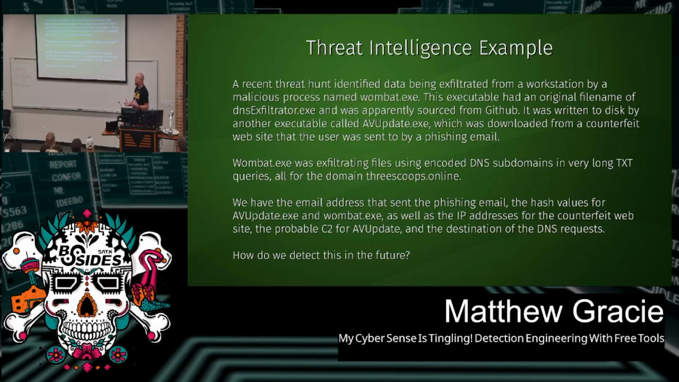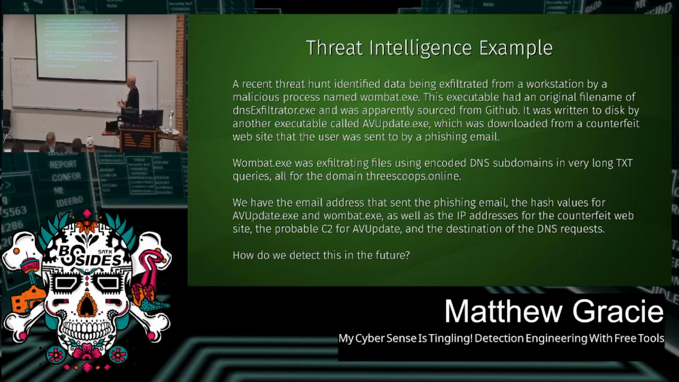So you know how when you execute something in Windows and you're monitoring it with Sysmon or something like that, you'll get the command name, but you'll also get the original file name, right? So that's what that's talking about. The original file name attribute was dnsexfiltrator. It was written to disk by another executable called avupdate.exe, which was downloaded from a counterfeit website the user was sent to by a phishing email. Wombat.exe was exfiltrating files using encoded DNS subdomains and very long text queries, all for the domain 3scoops.online. Again, because .online domains were free the week that I was making this.